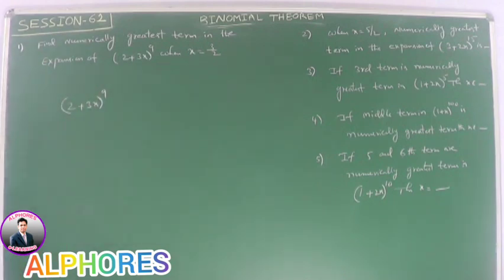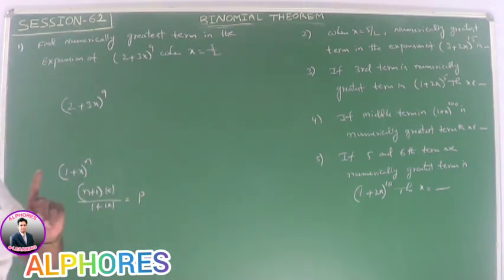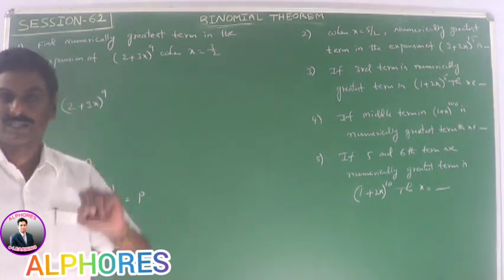Please observe this value. To find the numerically greatest term in (1 plus x) whole power n, first we find the value of (n plus 1) into mod x by (1 plus mod x). Suppose this value is an integer p, then there are 2 numerically greatest terms. They are tp and t(p plus 1).